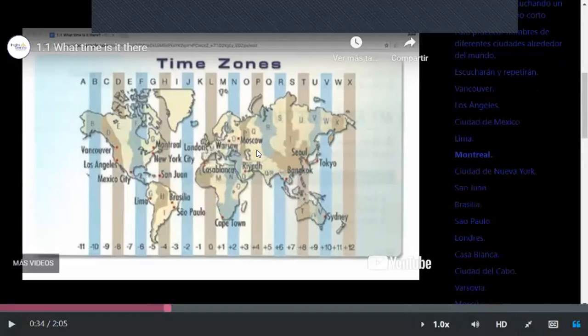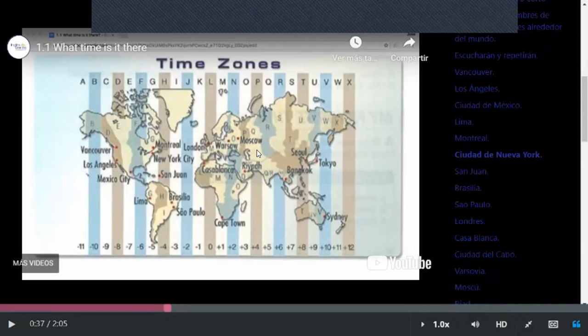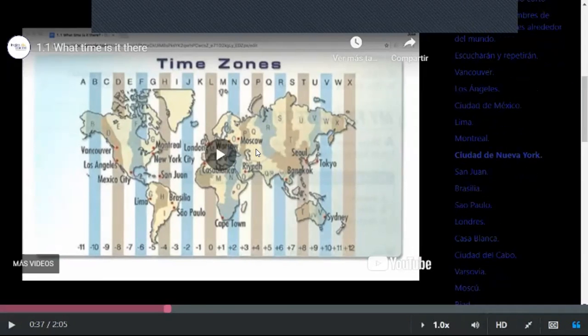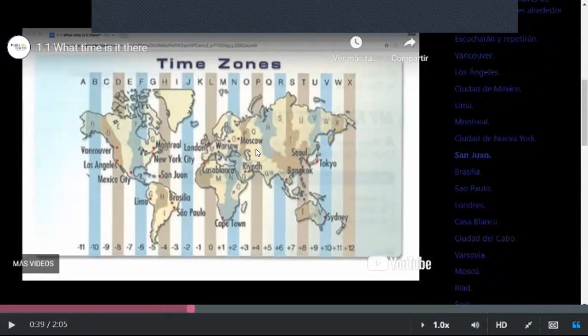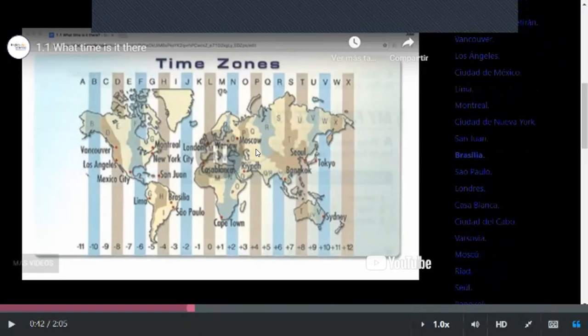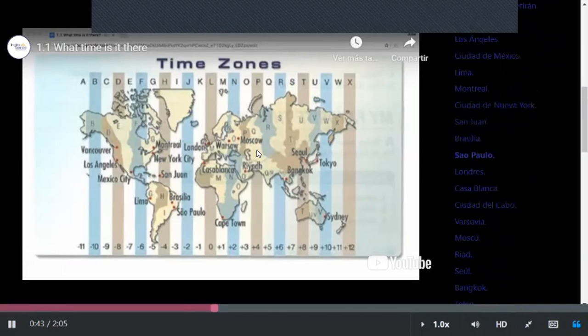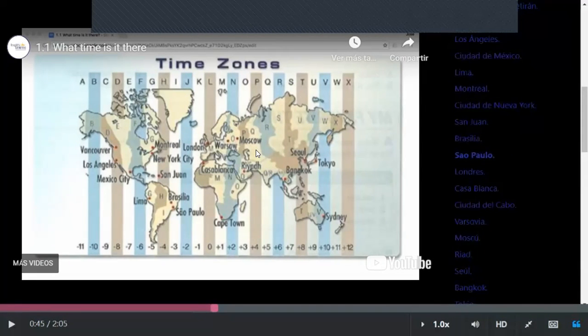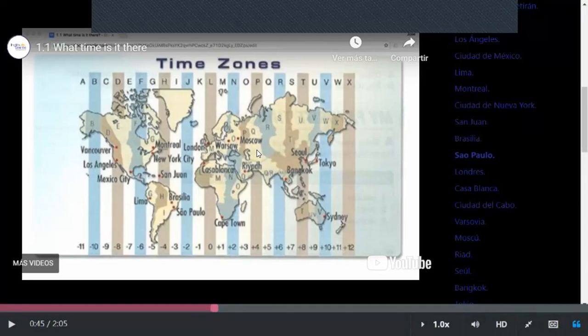Montreal. New York City. San Juan. Brasilia. Sao Paulo.